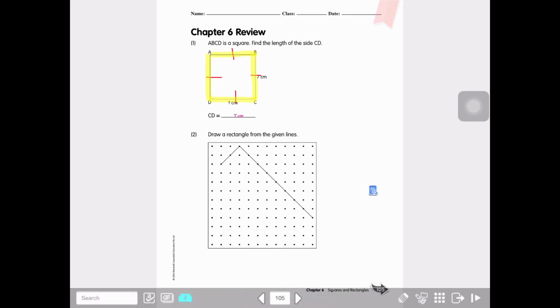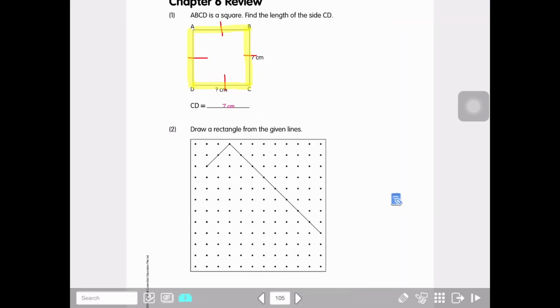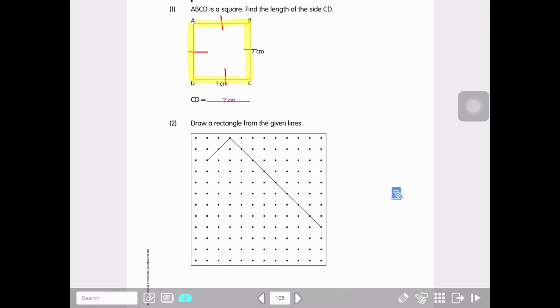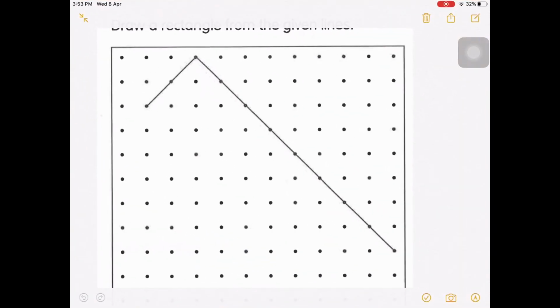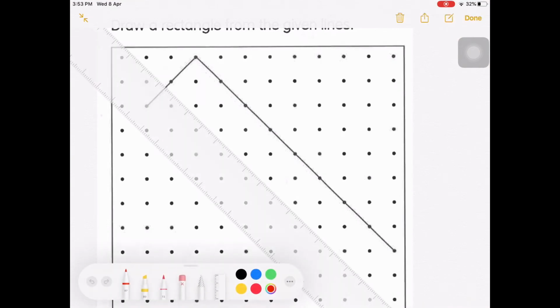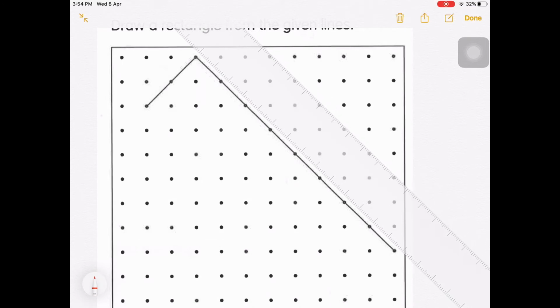Now let's go on to question 2. We are drawing a rectangle, and remember the properties of a rectangle? Properties of a rectangle. It has 4 sides, and opposite sides are equal and parallel. Now, we take out our ruler. We put our ruler against this line.